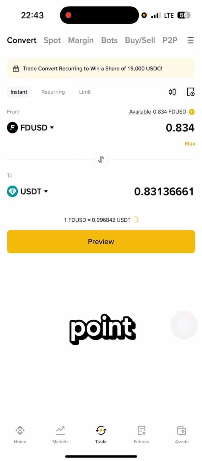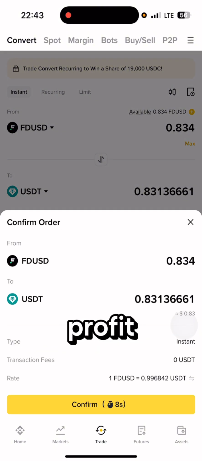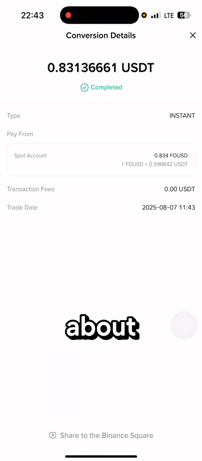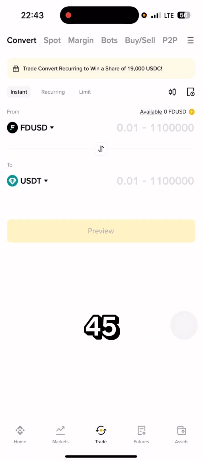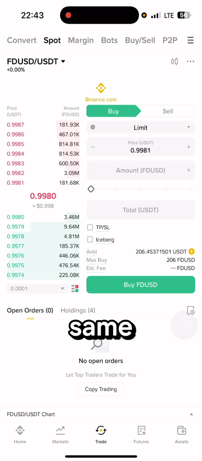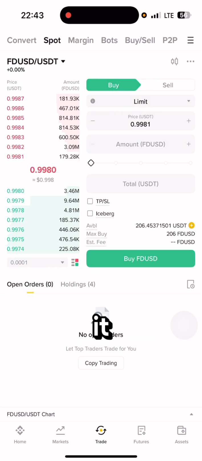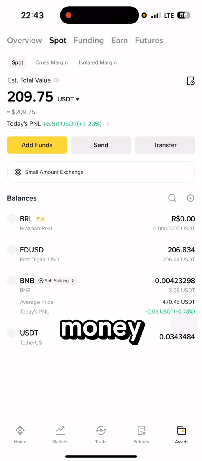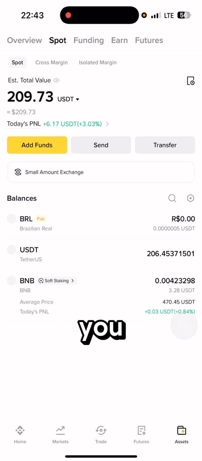At this point, the overall return was about 206.45. So if I want to do this again, I can still repeat the same process and do it up to 20 times in a row. And that's how you make your money with little to no risk, if you come to think of it.